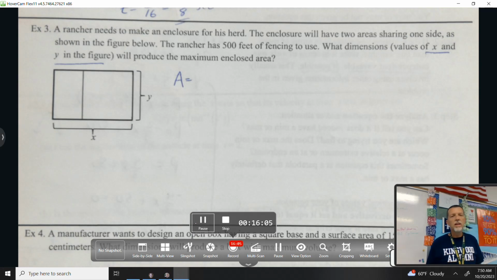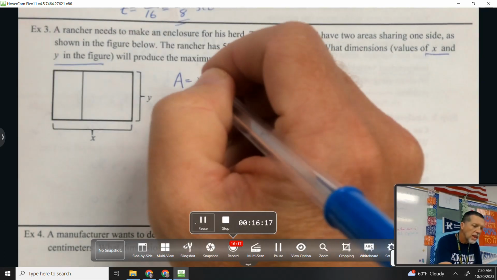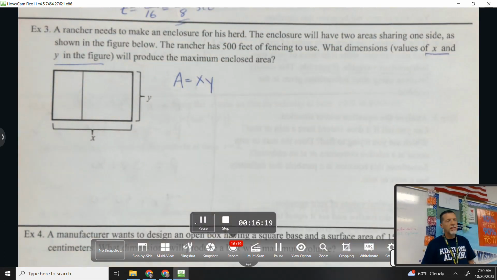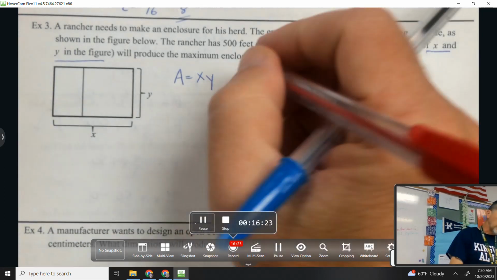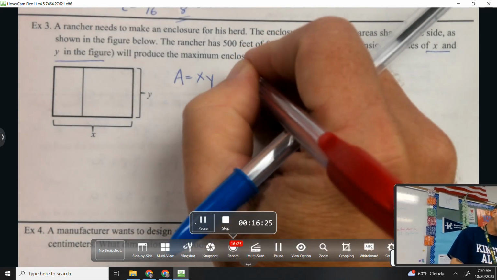Okay. So what's the area of that double pen or double enclosure? XY. Okay, that's what I want to maximize. So that's what we've been calling our primary equation.